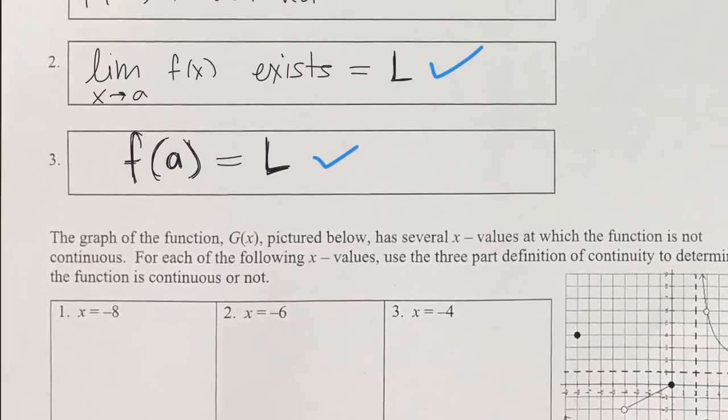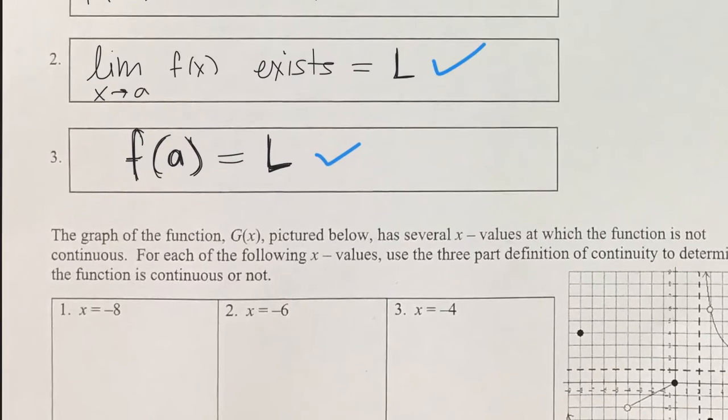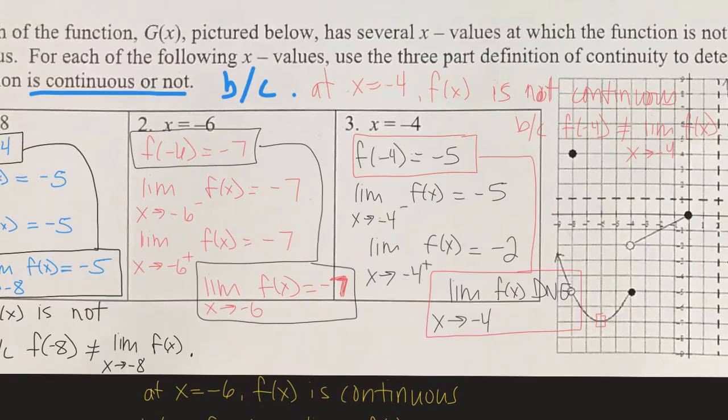So 3 more examples, and we have another graph to interpret. Okay, so pause the video, go ahead and look at these and do the 3 parts to say whether the function is continuous or not, and why. So for -8, the graph is not continuous because the y value is not the same as the limit. For -6, it is. Right down here, it is continuous because the y value does equal the limit. And then at -4, once again, it is not continuous. The limit does not exist, even though there is a y value.